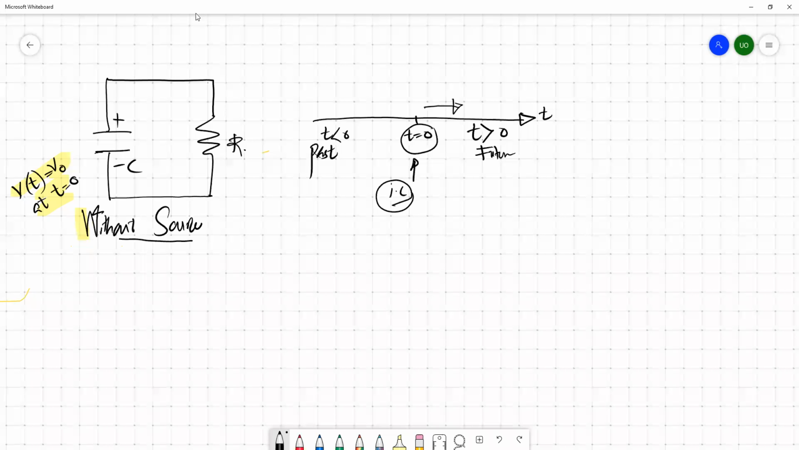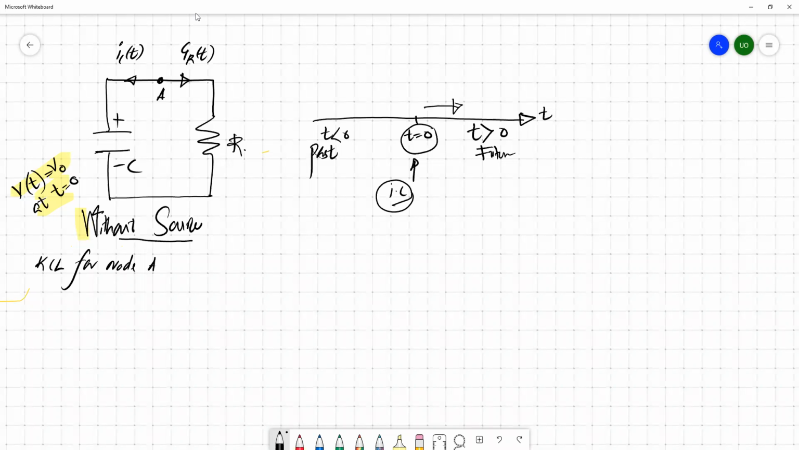So we'll try to apply whatever known circuit theories and formulas we have. Let's assume this is the current flowing through the resistor, and this is the current flowing through the capacitor. This is node A. So I'll apply Kirchhoff's current law for node A.